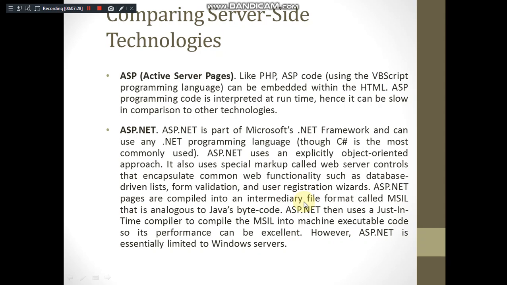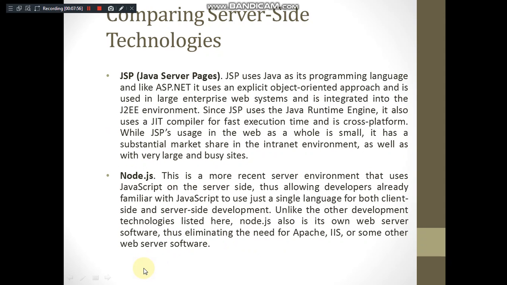ASP.NET has an advantage because it is compiled into intermediary file that is analogous to our Java's bytecode which is generated through JVM, and then it uses a just-in-time compiler to compile the MSIL into machine executable code. So its performance is excellent compared to the normal ASP. However, it has one limitation, that it is limited to Windows servers only, not to other platforms.